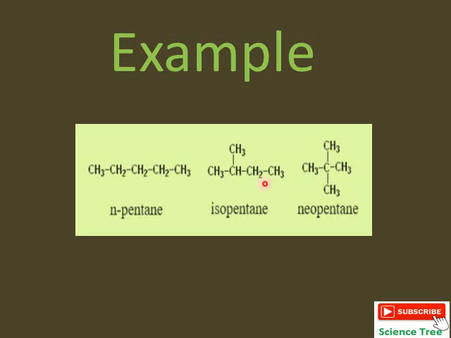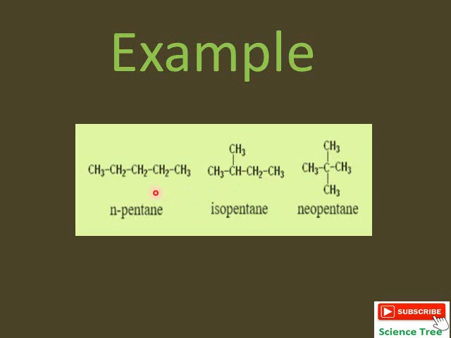Like in the case of isopentane, the parent chain is of 4 carbon atoms, while in the case of n-pentane, the parent chain is of 5 carbon atoms. The 1 remaining carbon atom forms a branch on the second carbon atom. And whenever the second carbon atom gets a branch, it is known as iso. And as it has 5 carbons, it is known as isopentane.